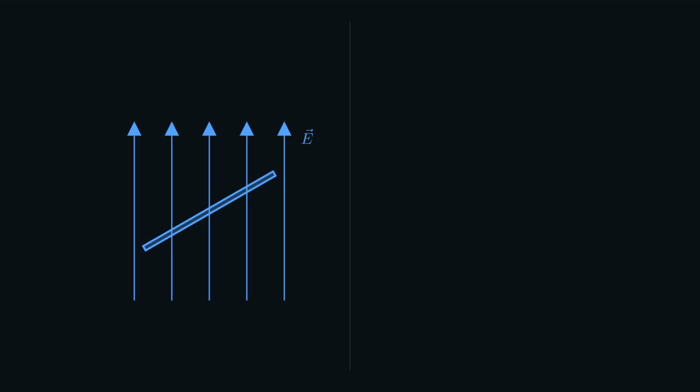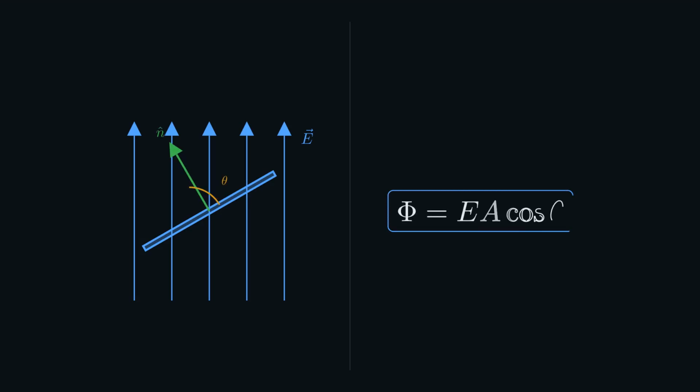Let's put numbers on this. For a uniform electric field passing through a flat surface, the electric flux equals E times A times cosine of theta, where theta is the angle between the electric field and the normal vector to the surface. The normal vector just means a vector pointing straight out of the surface, perpendicular to it.